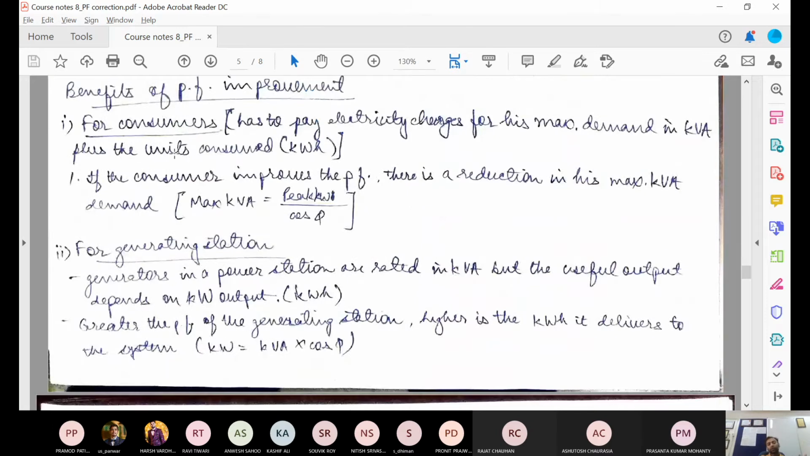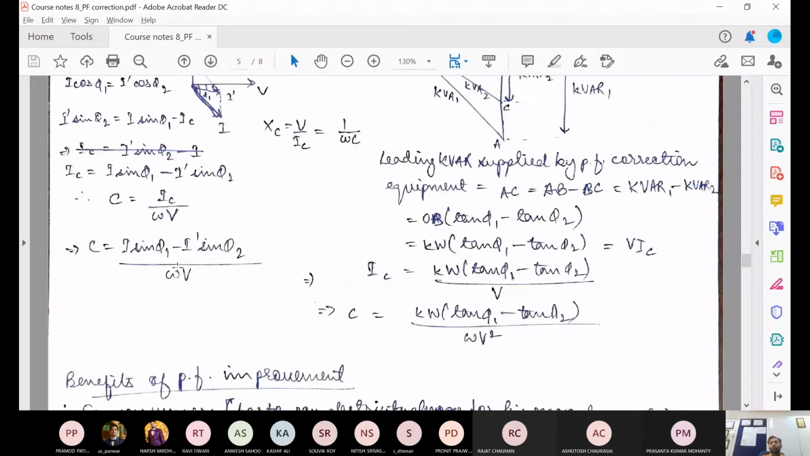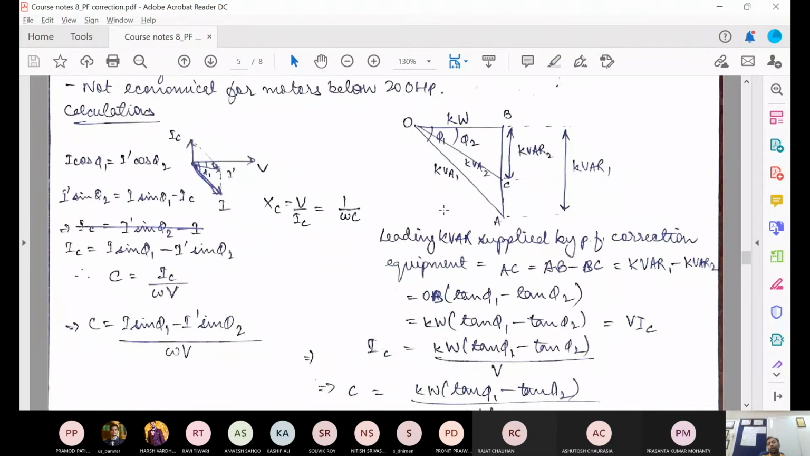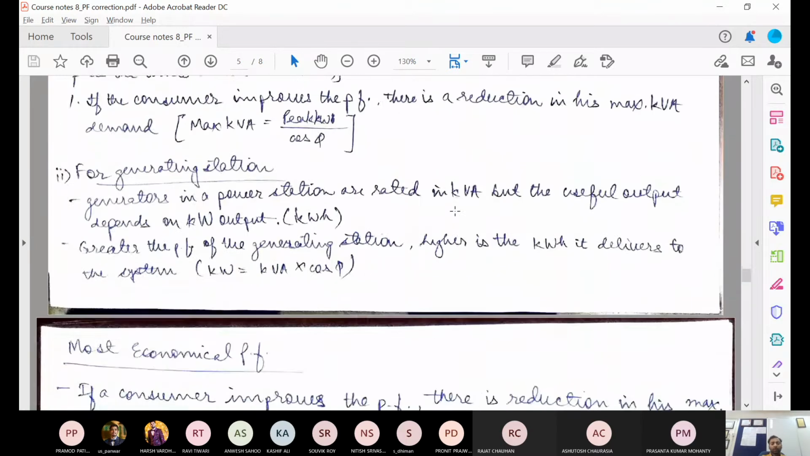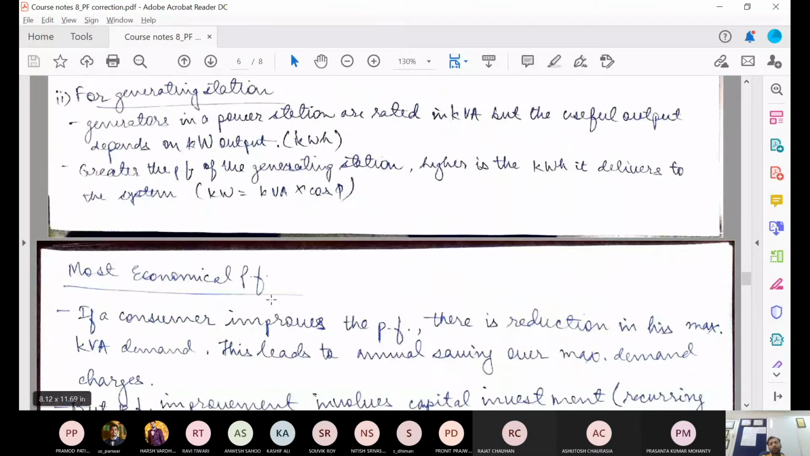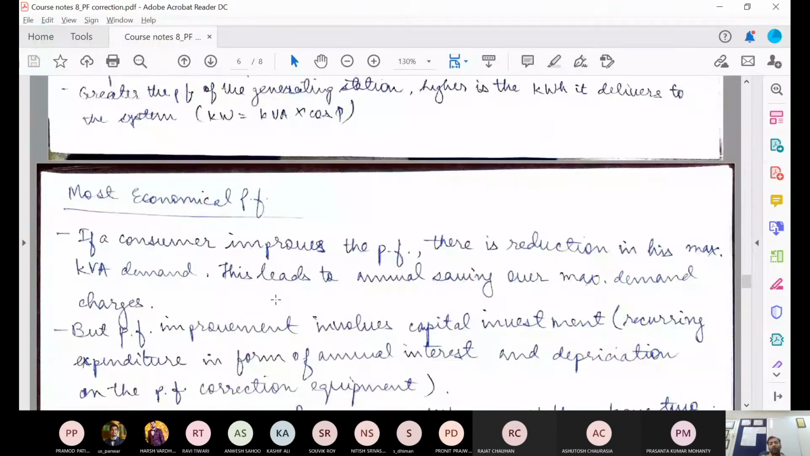As we said, there are two points of view from which you can look at this problem. One is from the consumer's point of view, that they want to reduce their maximum demand so that they have to pay less charges for the demand. And another is from the generating station's point of view, so that they can produce more useful power output, the real power output, for the same kVA rating. So this most economical power factor, what we are going to discuss now, is basically only from the consumer's point of view. So with that background, let's look at this analysis for the most economical power factor.